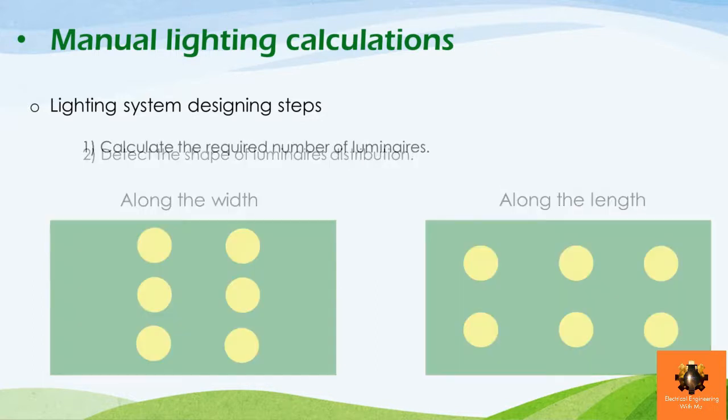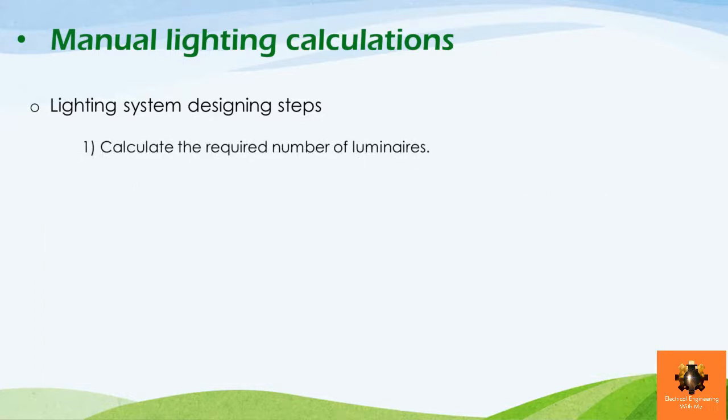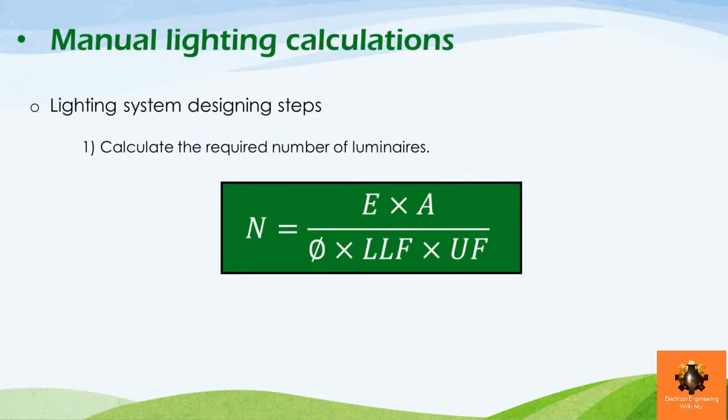Alright, now we need to know in some details how can we calculate the suitable number of luminaires required for any room. Here we say that the required number of luminaires is calculated from this equation. Here n equals E times A over phi times LLF times UF. As you see, n is the number of luminaires required for that room, so it's the final aim that we need to reach, which are the required number of luminaires.